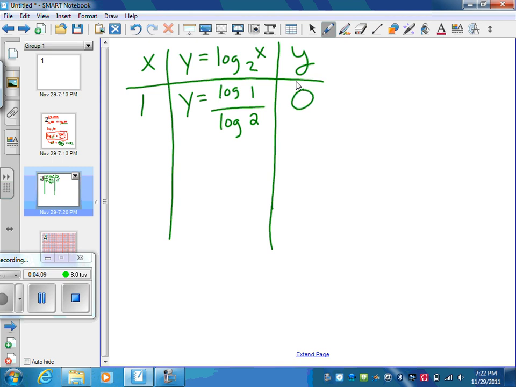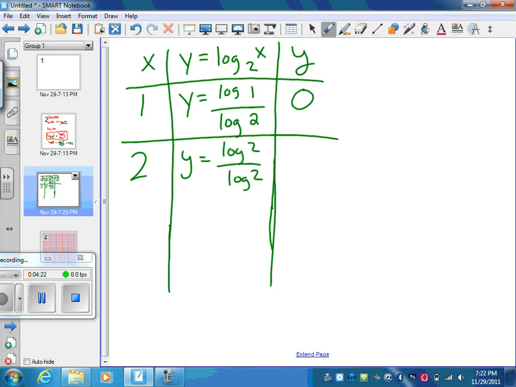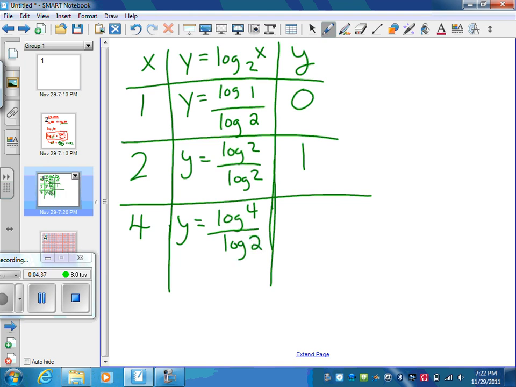Next we have 2. We sub that in, we get y equals log 2 divided by log 2. Anything divided by itself, of course, is just 1. And I'm going to do the number 4 next. I'm going to get y equals log 4 divided by log 2, and that gives us the number 2.